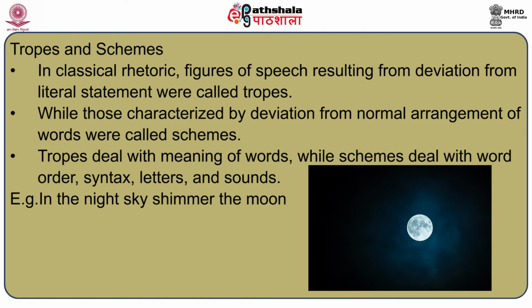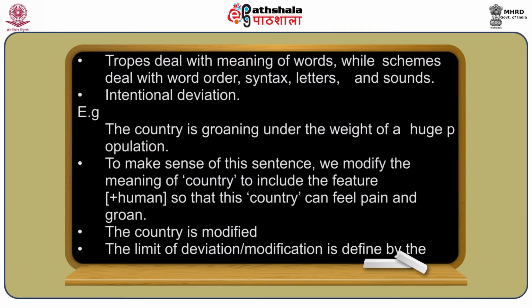They can be characterized by syntactic deviation. Syntactic deviation, like "In the night sky shimmered the white moon." It should be "The white moon shimmered in the night sky." So there is definitely deviation. So tropes deal with meanings of words while schemes deal with word order, syntax, letters and sounds. While the division is still valid, current dictionaries of literary terms generally avoid such classification.